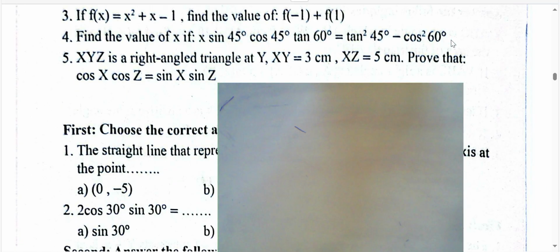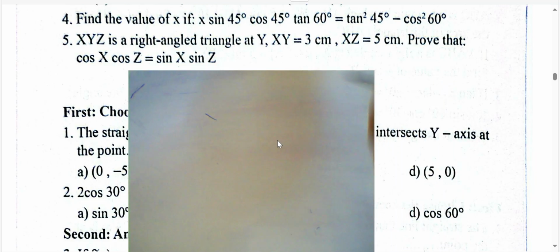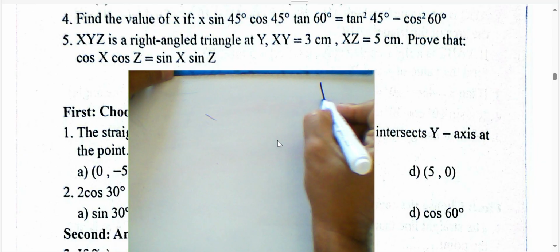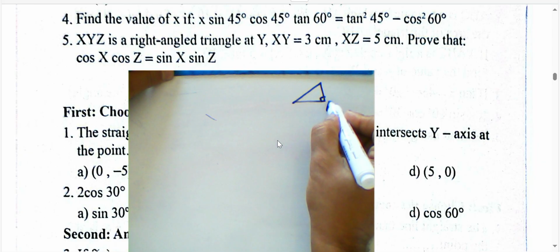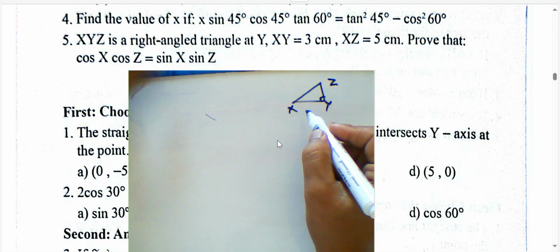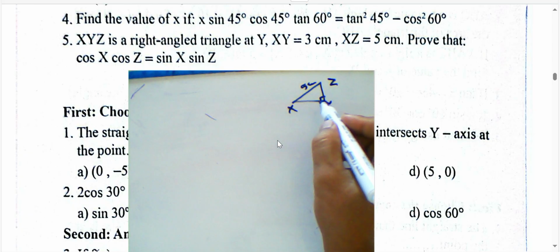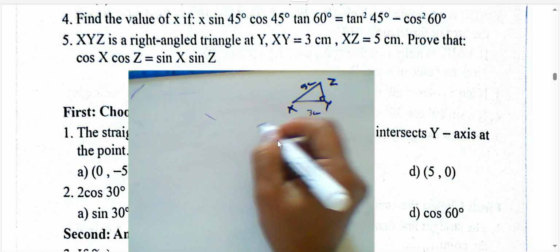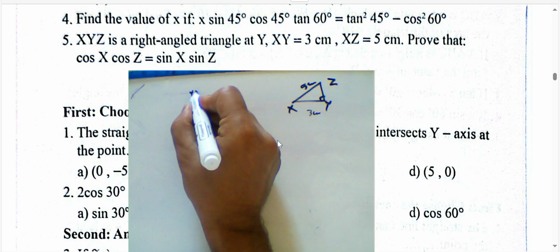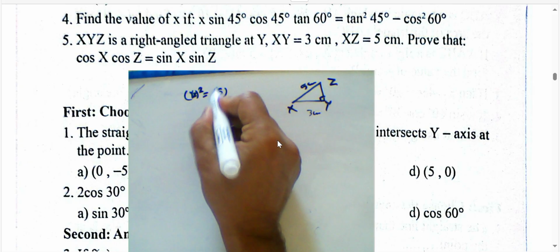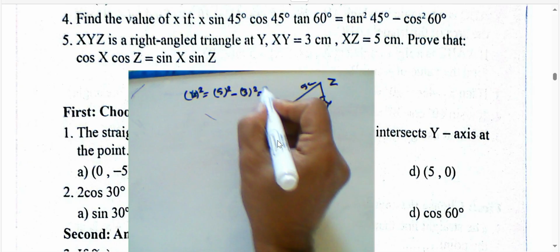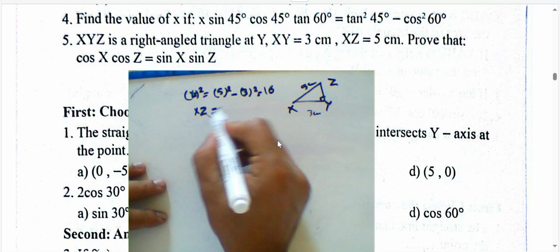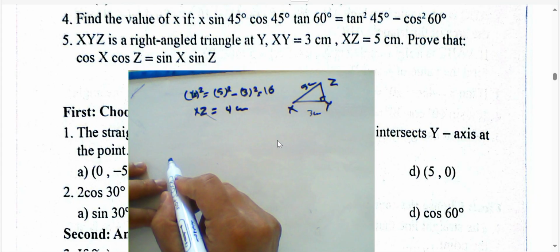Number 5. XYZ is a right angle triangle at y. Okay, we can draw this triangle here at y, x, y, and z. The length of xz 5 cm and also xy 3 cm. We can find yz from Pythagoras theorem. Yz power 2 equal 5 power 2 subtract by 3 power 2, 25 subtract by 9 equals 16. Then the value here yz will be 4 centimeter.